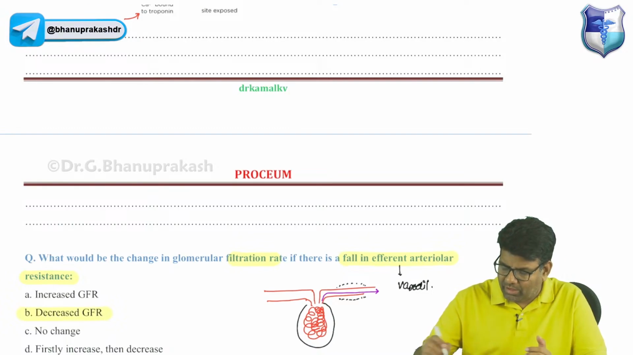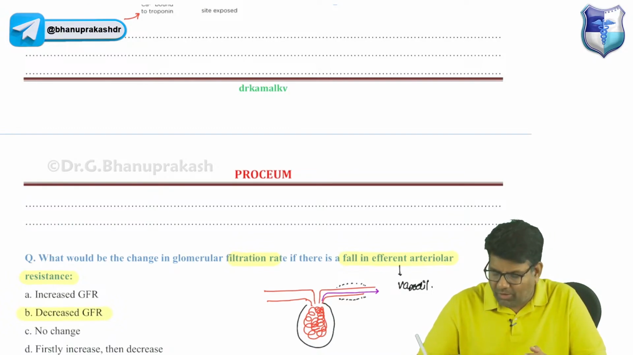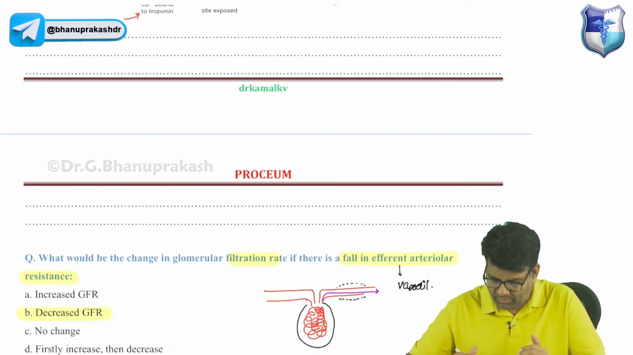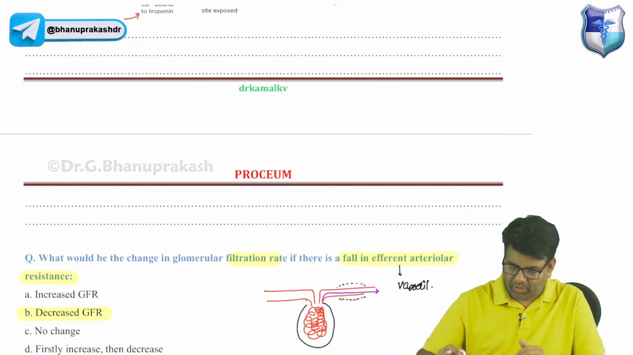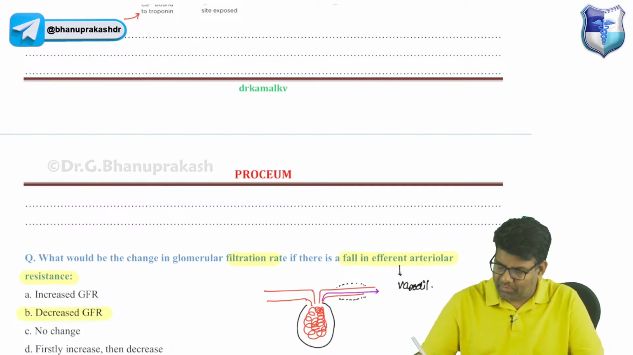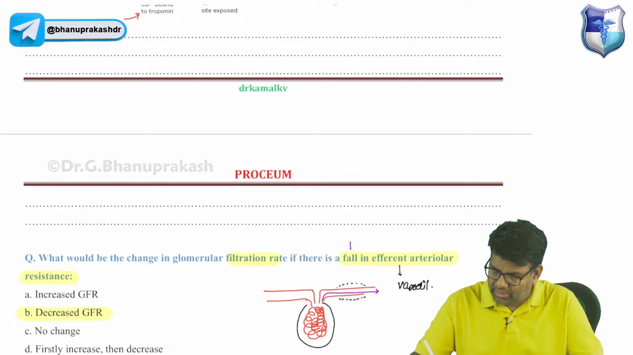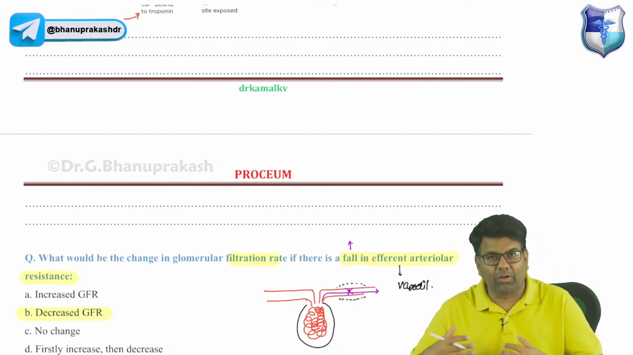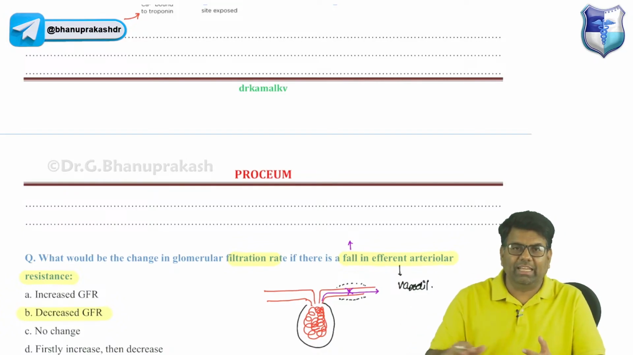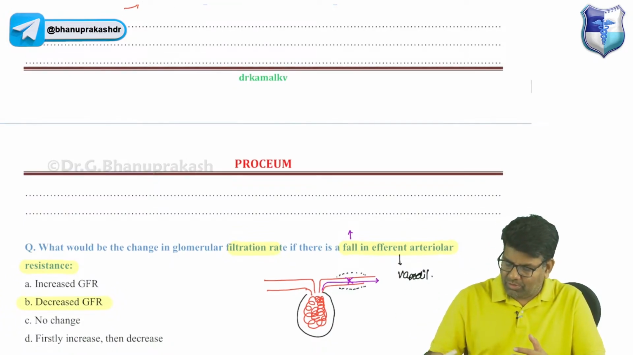Here, if there is vasodilation of the efferent, it will lead to decrease in GFR because blood will flow out from the glomerulus very easily. Now on the other hand, just reverse it. If there is an increase in arteriolar resistance of the efferent, it means there will be contraction or narrowing. So the blood will remain in the glomerulus for a longer period of time. So that will lead to increase in GFR. Right?